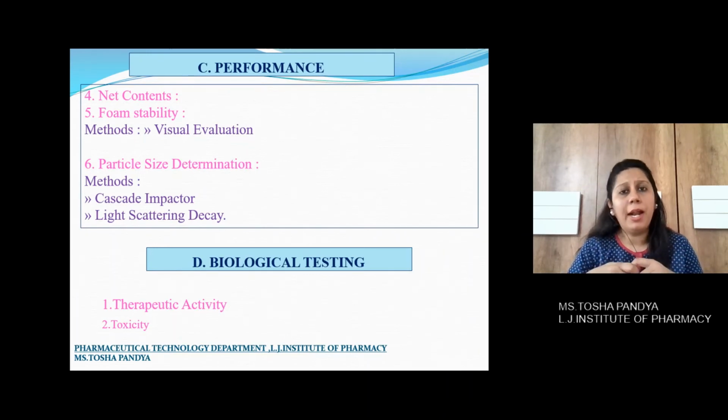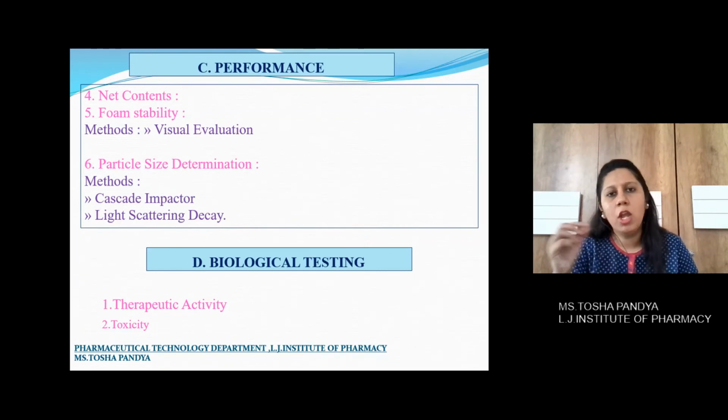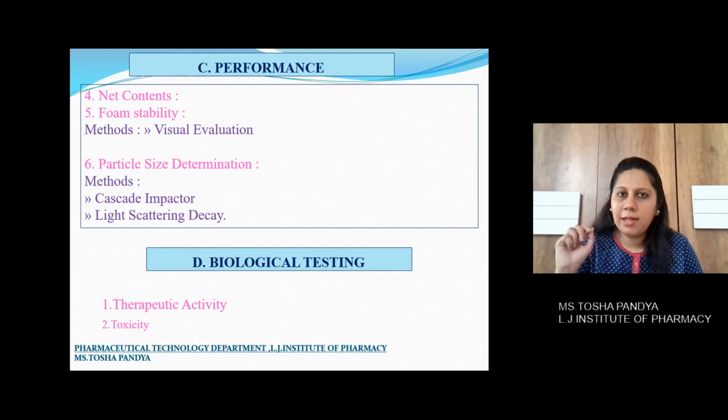The particle size determination is very important for nasal aerosols or the aerosols which are given by the respiratory tract. Because the aerosols which are meant to be given through the respiratory tract should have a particular size, around 3 to 5 micrometer, to be absorbed from the alveolar lung region. So particle size determination is very important there, and it is done by cascade impactor and light scattering decay.